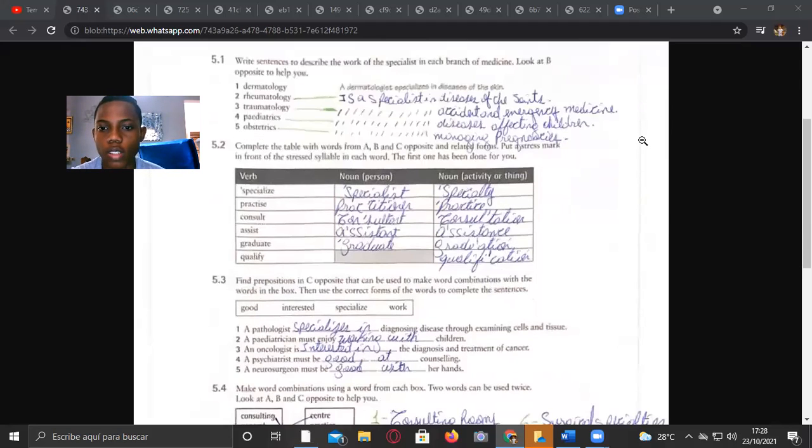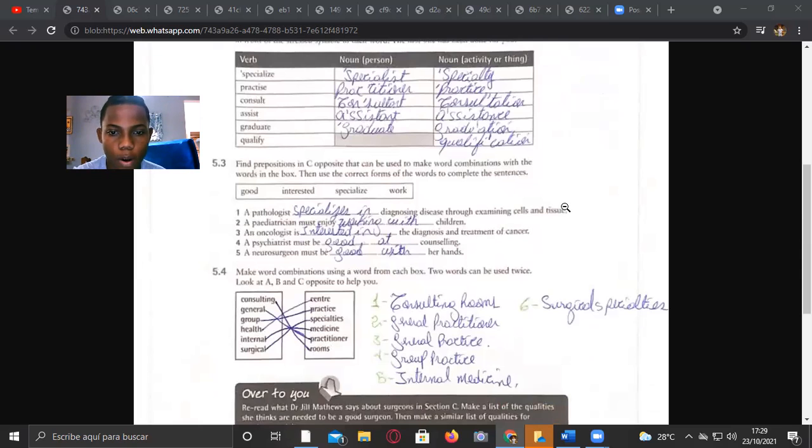Complete the table with words from A, B, and C opposite and related forms. Put a stress mark in front of the stressed syllable in each word. The first one has been done for you. Verb: specialize, practice, consult, assess, graduate, qualify. Noun, person: specialist, practitioner, consultant, assistant, graduate. Noun, activity or thing: specialty, practice, consultation, assistance, graduation, qualification.